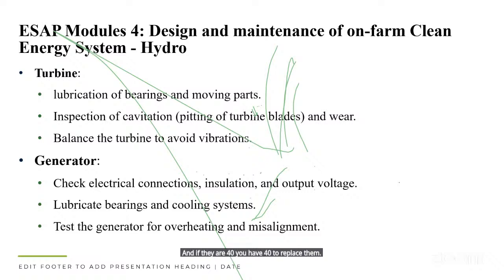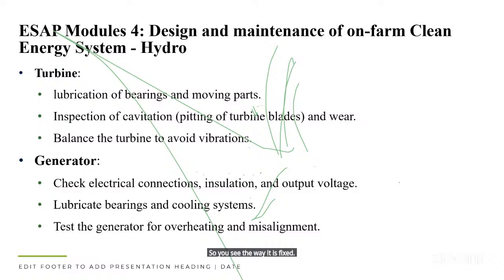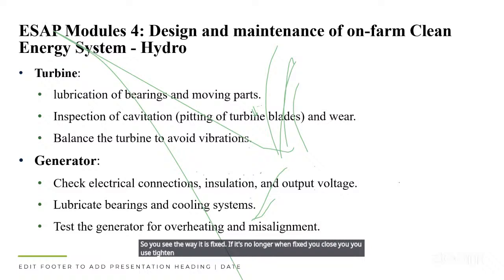You have to inspect for cavitation, let's say, on the turbine blades. You have to see how the blades are and where they wear, if possible. And finally, for the turbine, you have to balance the turbine to avoid vibrations. So you check the way it is fixed. If it is no longer well fixed, you tighten those pieces which fix it.